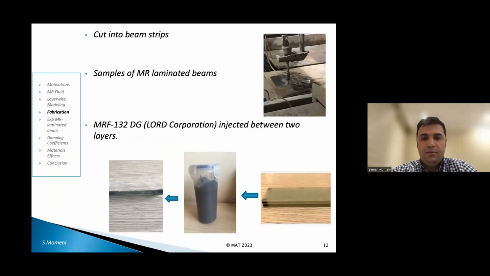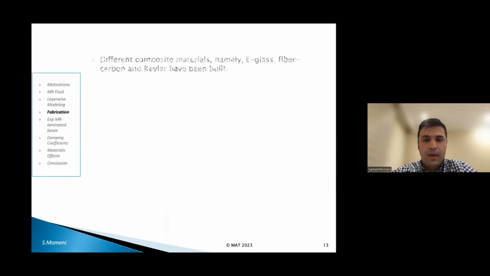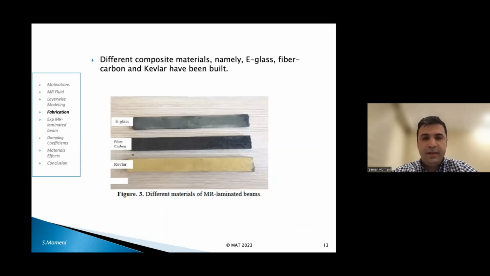And in order to build the sandwich structure, we use the MR fluid with the commercial brand of MRF 132DG, built by Lord Corporation. And we can inject the MR fluid between the layers of the composite. In this section, you can see the different MR laminated beams with different materials such as e-glass, fiber carbon, and Kevlar.